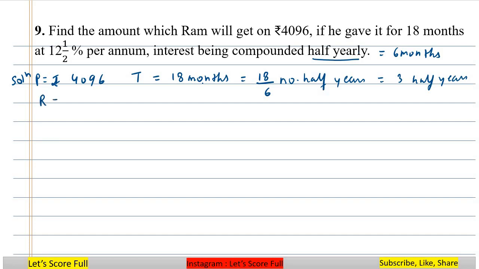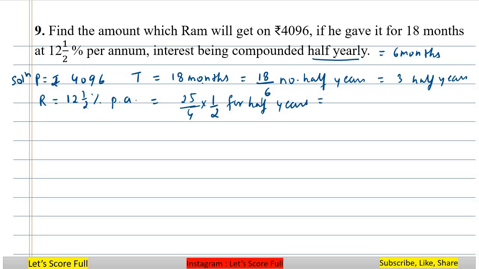Now the rate of interest is 12.5% per annum. Per annum means per year. So to convert that into half yearly, let's convert that into a mixed fraction first. So 12 2s are 24 plus 1, 25 by 4. This is for per annum. So if I divide it by 2, I'll get for half year, right?